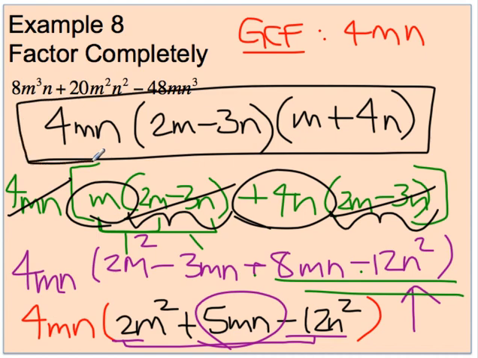Take some time, FOIL this out, multiply it by the common monomial factor, and see if you can get back to the question. And that concludes this video lecture on section 5.5.